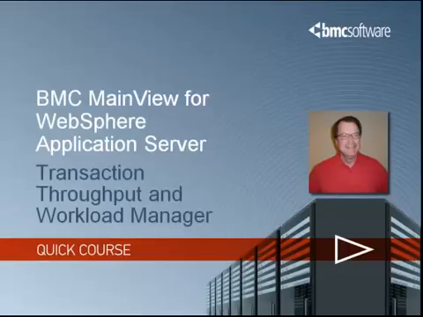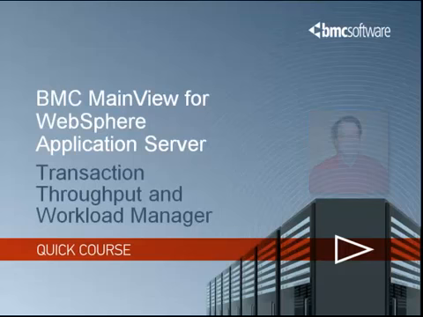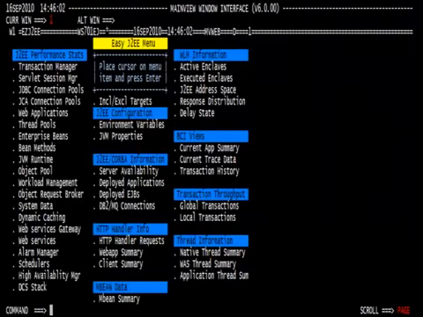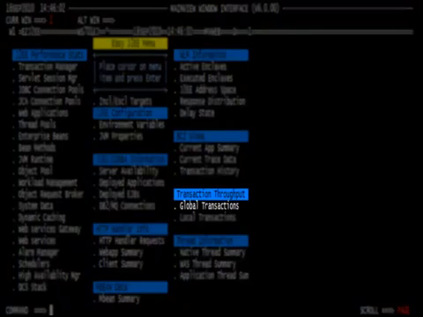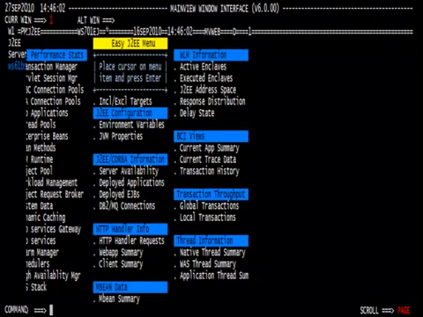In this demo, I will show you how to use MainView for WebSphere Application Server, or WAS, to get transaction throughput information and Workload Manager, WLM, information. Let's take a look at the transaction throughput options by hyperlinking on the Global Transactions under Global Throughput.